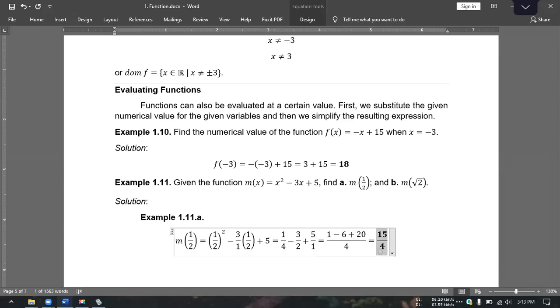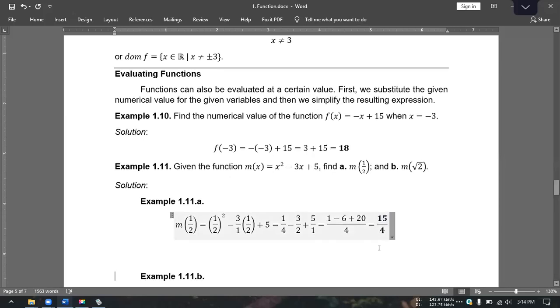Next, letter B. Question. Sir, okay, pwede ba po yan express as mixed numbers? Yeah, okay lang naman. But I'll be considering kahit hindi siya nakamix. Okay po, sir. Thank you po. Kahit improper siya.